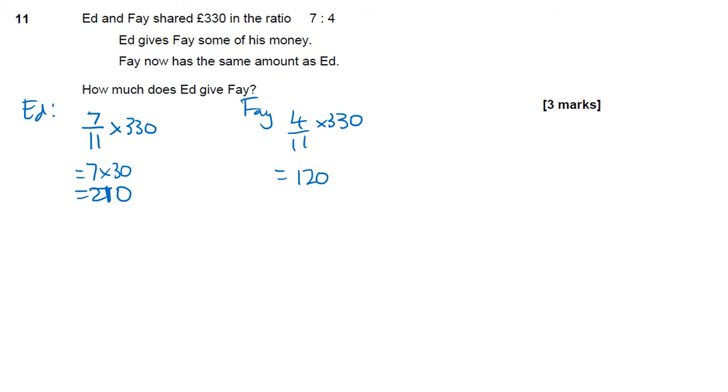Ed gives Faye some money so that they have the same amount. Well, if they have the same amount, then they're just going to have 330 over 2, which is £165 each. So how much money does Ed have to give Faye so that she has £165? Well, he has to give her another £45 then, because she's already got 120. So simple difference there.